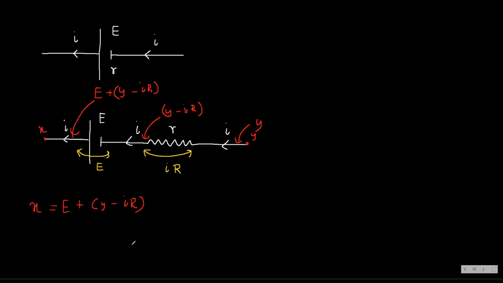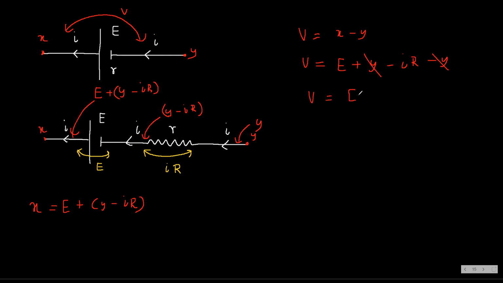Is it clear? Then we know the voltage difference is V. Voltage difference is always positive minus negative. In this case, positive is X and negative is Y. So voltage difference is X minus Y. Am I correct? So X is E plus Y minus IR and we subtract Y. Plus Y and minus Y cancel out. Then V is equal to E minus IR. Is it clear or not? Clear, sir. Okay.